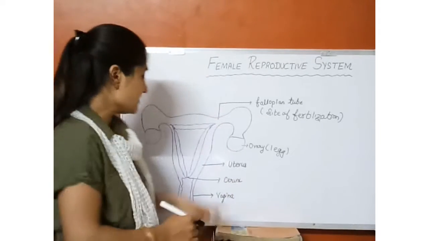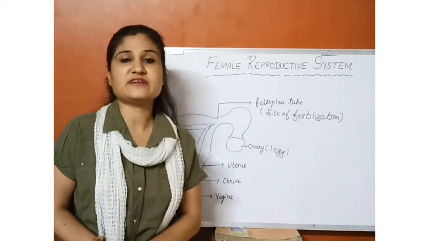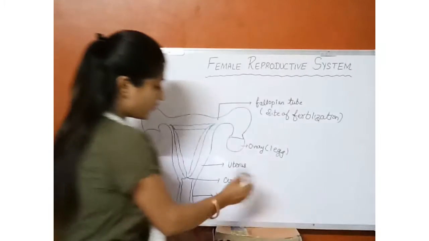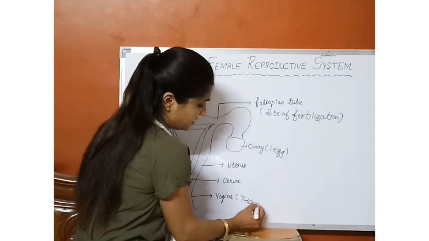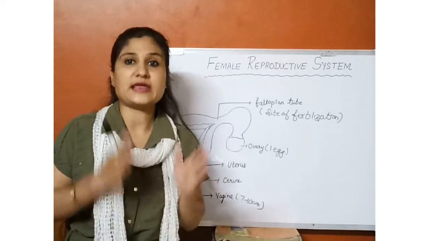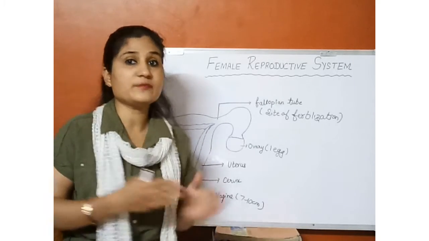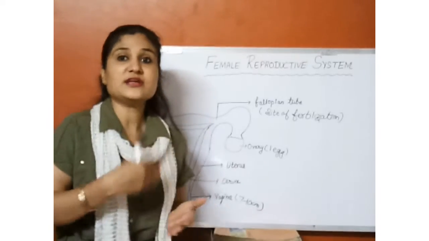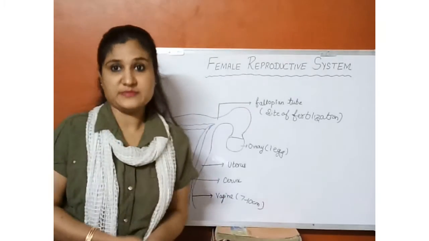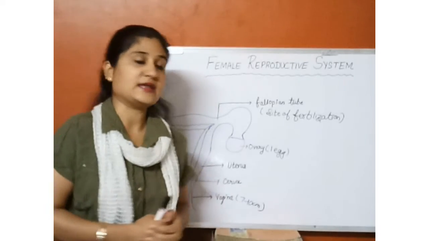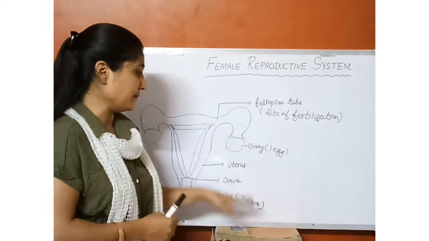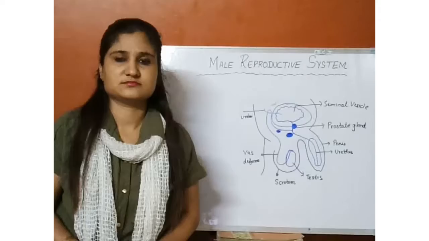The next part is the vagina. Now what is the function of the vagina? The vagina is a muscular tube which is approximately 7 to 10 centimeters. Now this vagina is also known as a birth canal. That means the development of a baby takes place in the uterus. After the 9 months of period, the baby comes out from the vagina. That is why it is known as a birth canal. So this is the female reproductive system, and these are the main parts in the female reproductive system.